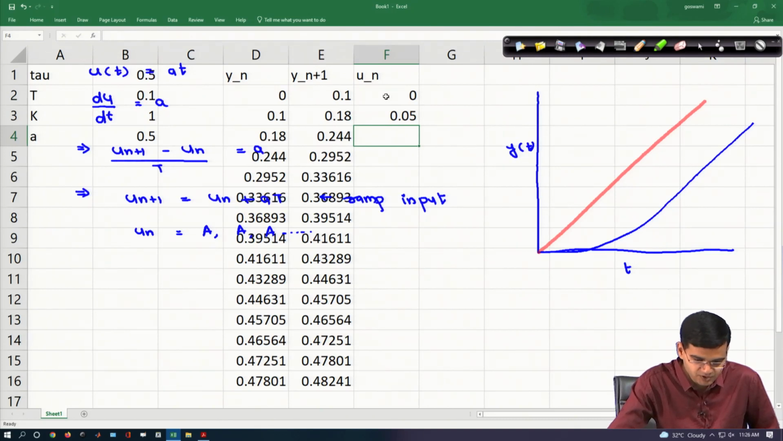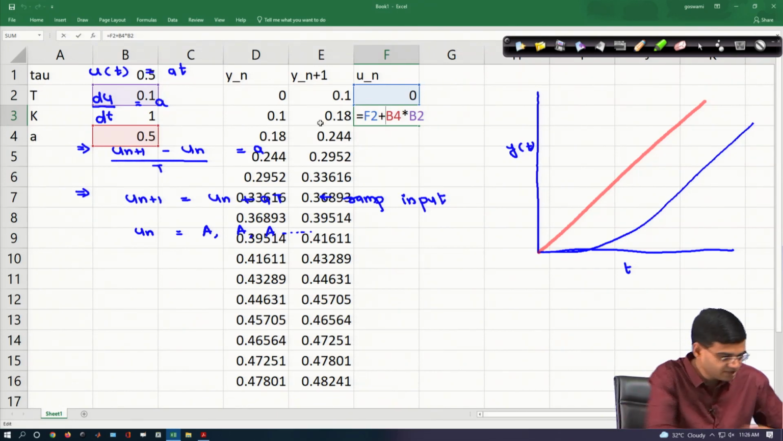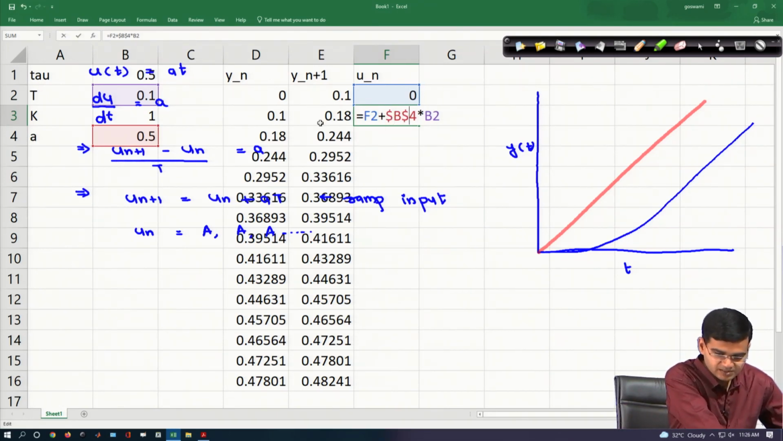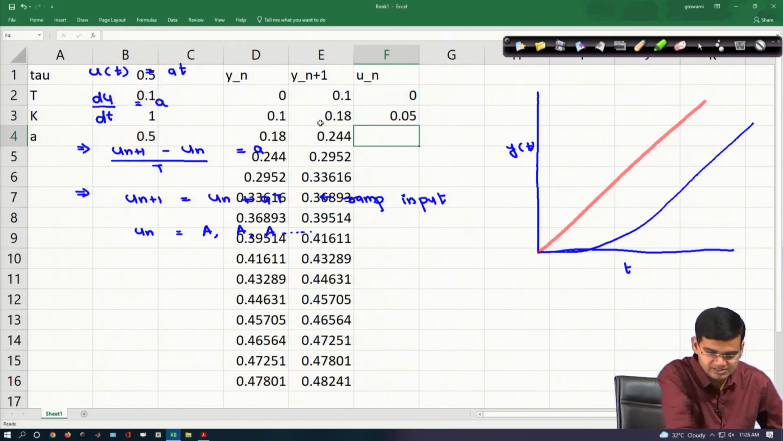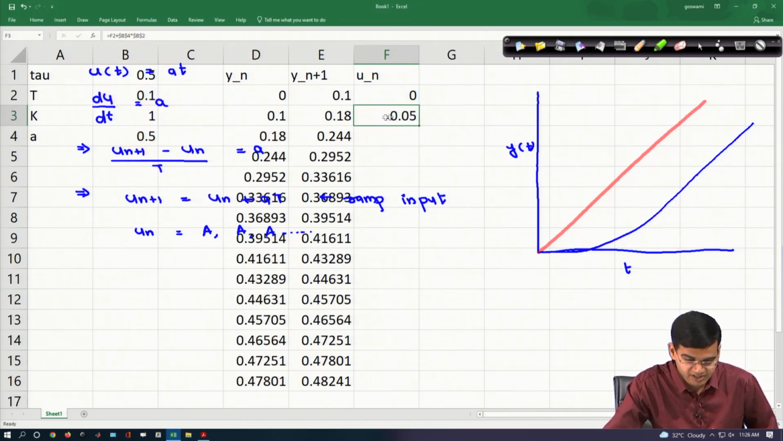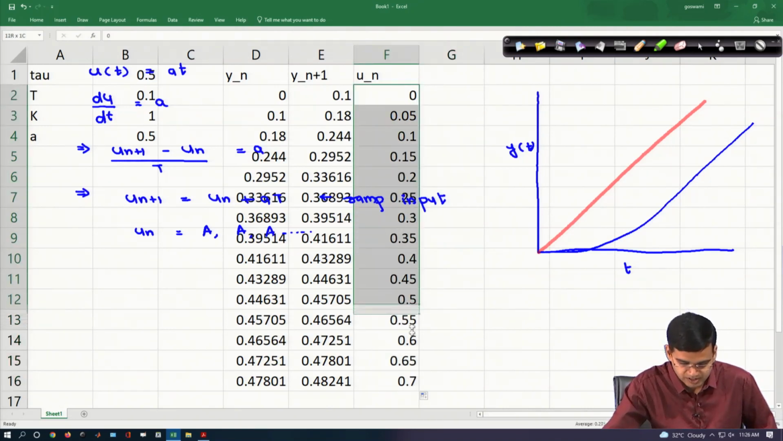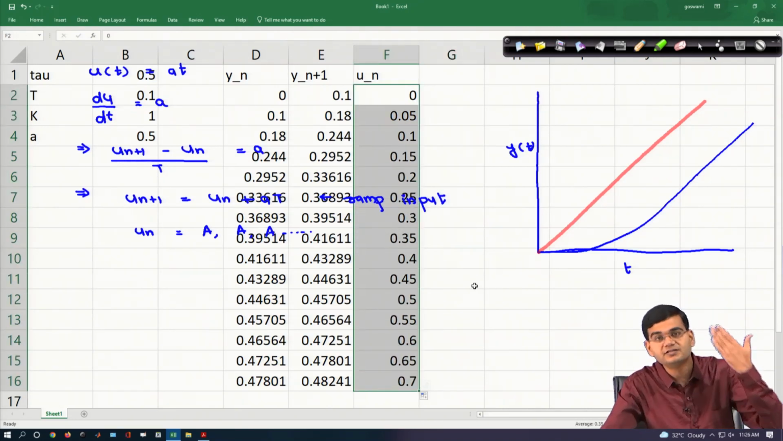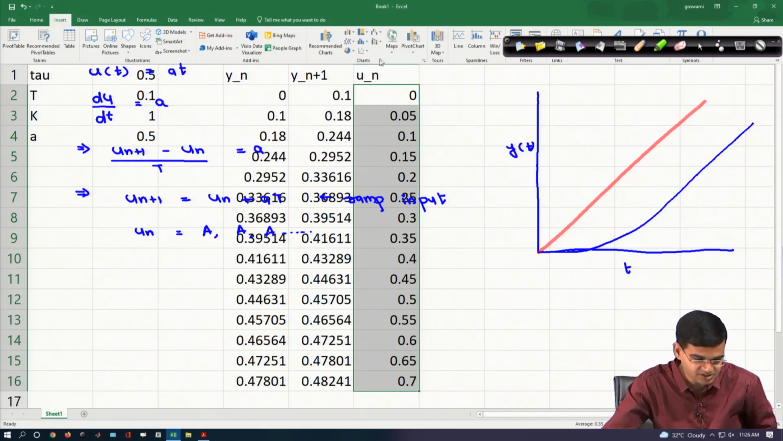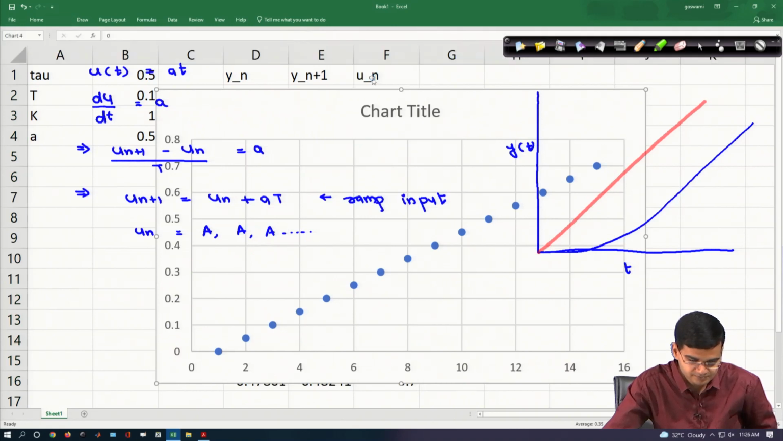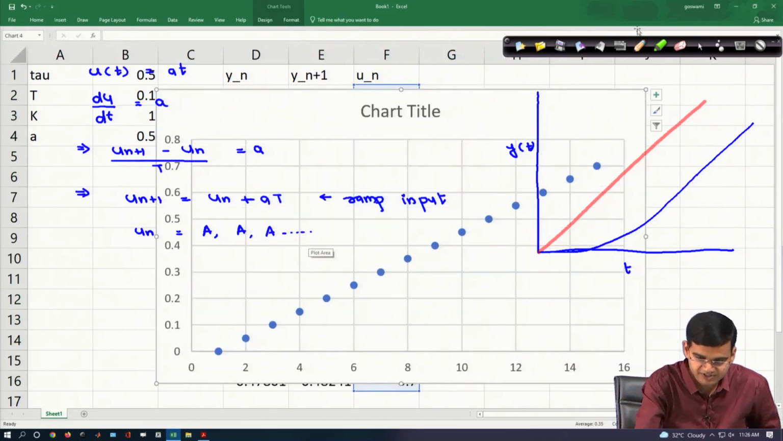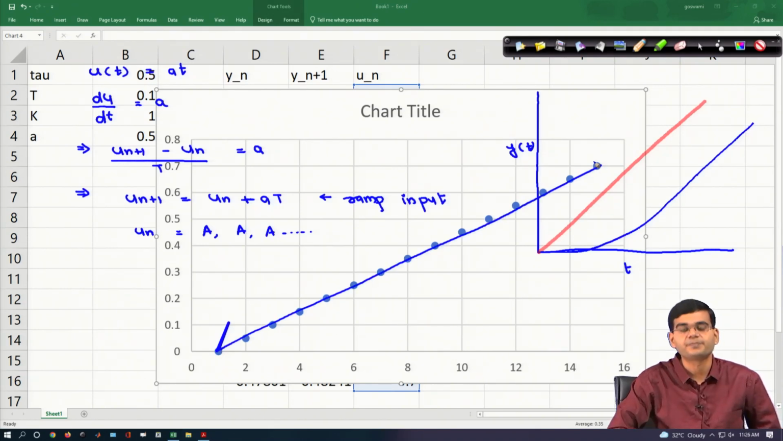So, what we will do is this, let me make B4 and B2 constants, and how would u n evolve with time? I can simply do this. See, if you want to ensure whether u n is really a straight line ramp function, just draw this function. You see, it is a straight line function. Okay.